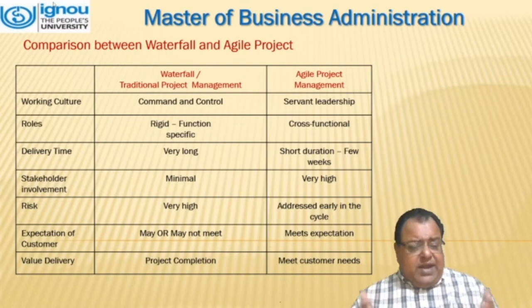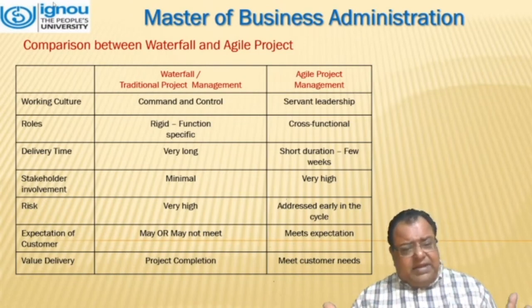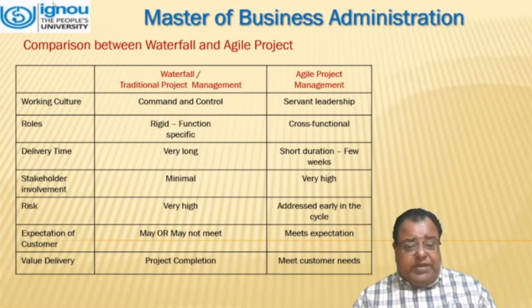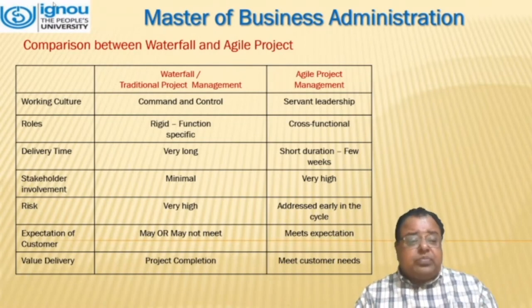In waterfall, or the traditional project management, the working culture is command and control, whereas in agile project management, it is servant leadership. Roles are rigid, and in agile, they are cross-functional because we are having iterations on a regular basis. Delivery time is very long, and in agile, it is short duration, maybe a few weeks. Stakeholder involvement is minimum, and in agile, it's very high because we are interacting.